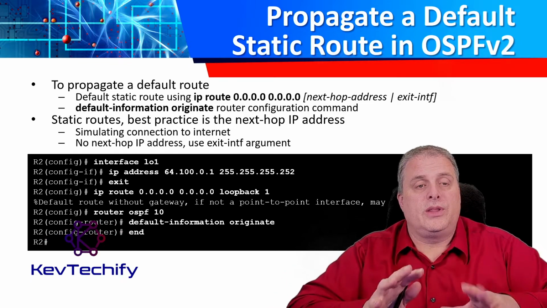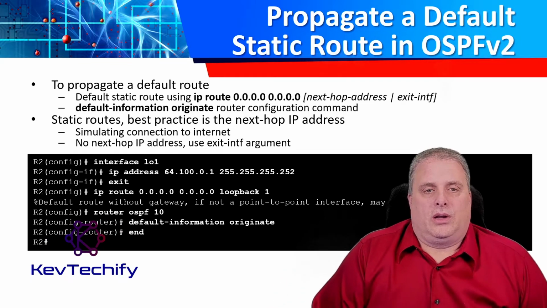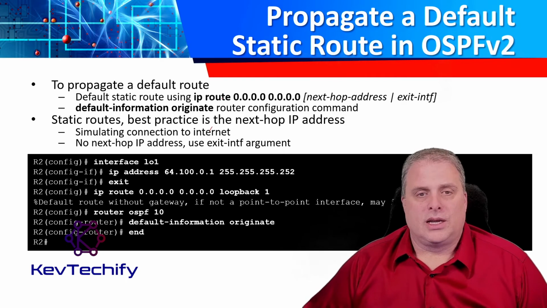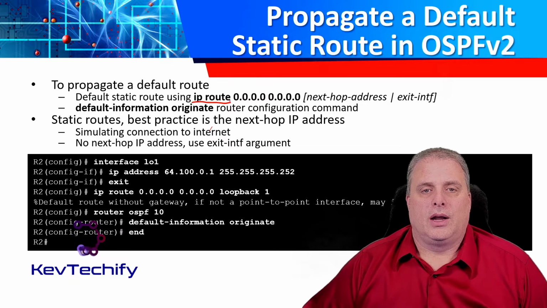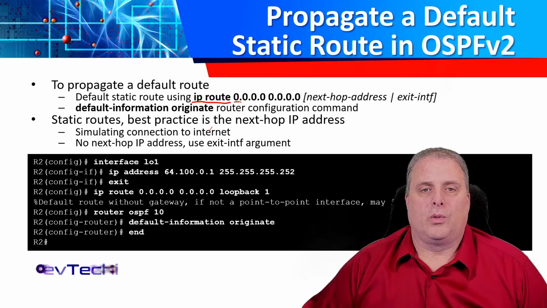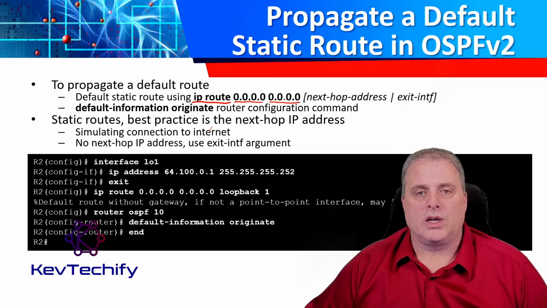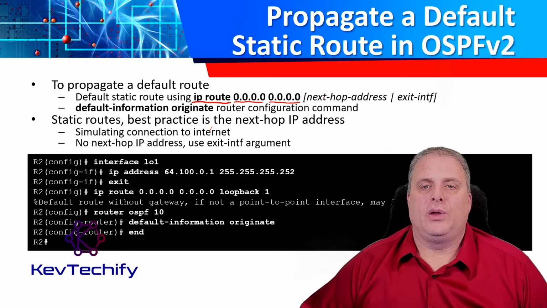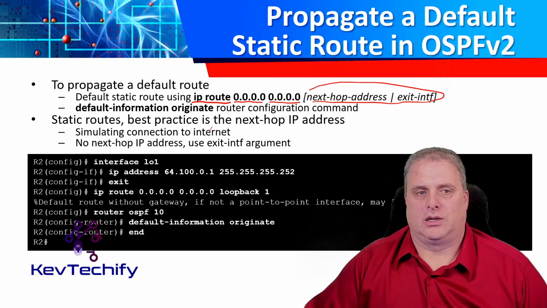To do that, we have to define that static route. And once again, to define that static route for a default route, we use IP route, and then we put in quad zeros, meaning we'll match any network, and a subnet mask of quad zeros again, so 2 quad zeros, matching any address that we have, and then we either put in the next hop address or the exit interface.